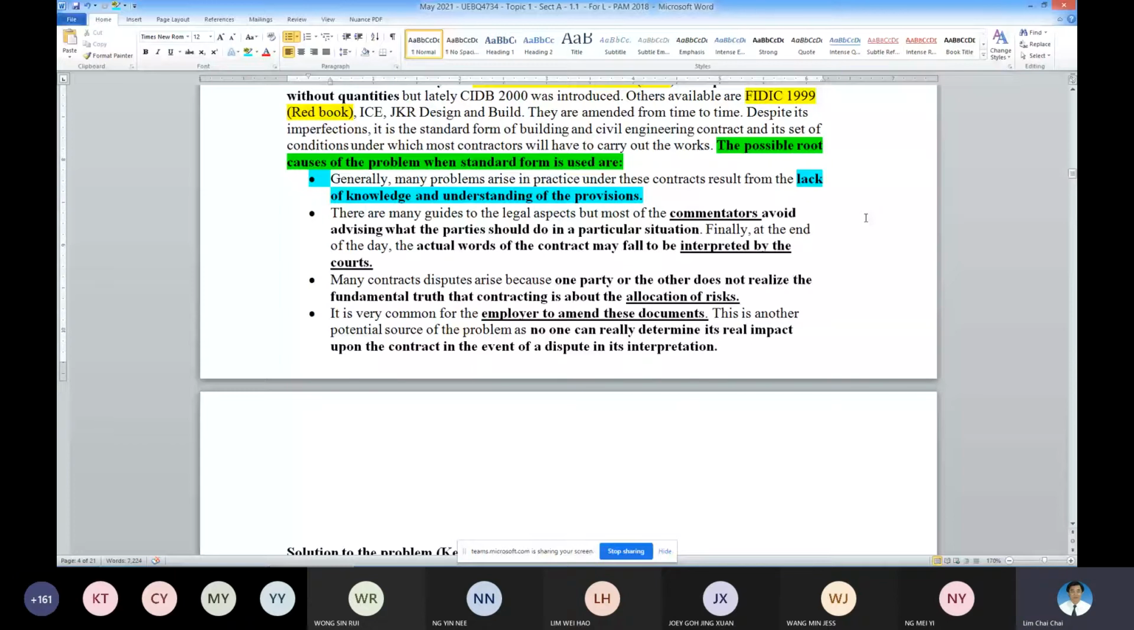Apart from these two main ones, these are the other things that the employer must carry out. If the employer doesn't do this, the project cannot move. So the other obligations of the employer apart from number one, and this one, number two, and this one is number three.